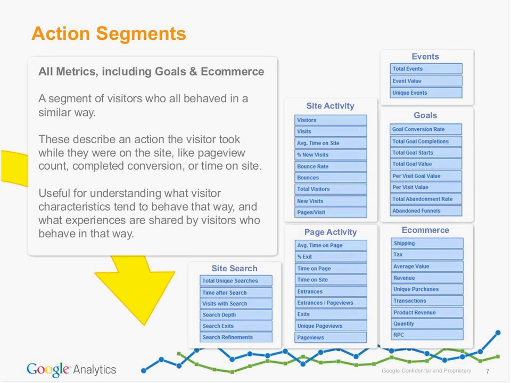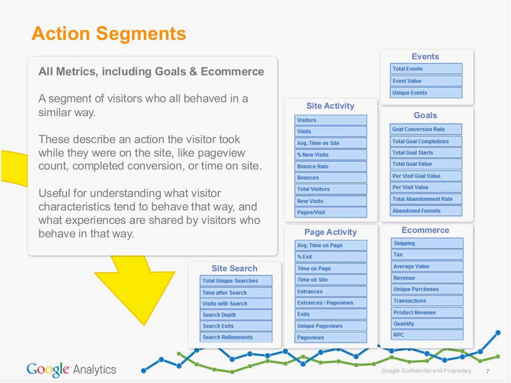The segments that I've identified are action segments. Whereas the earlier segments group visitors along common dimensions, these segments group visitors along common metrics. Action segments are visitors who all behave in a certain way and therefore have common performance metrics. These relate visitors who meet or miss performance benchmarks that you've set around metrics such as goal conversion rate or pages per visit, and identify where those visitors came from and what they didn't do on your site.